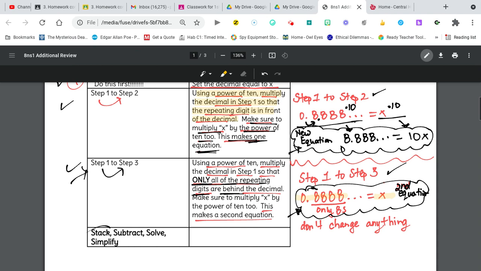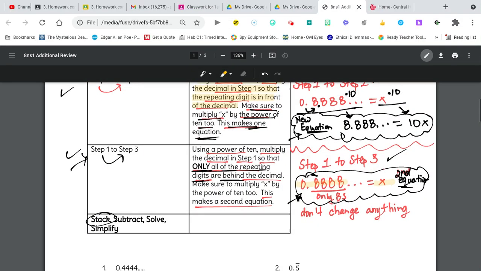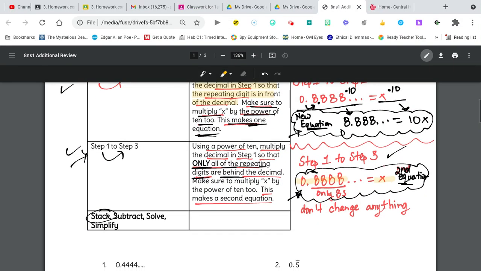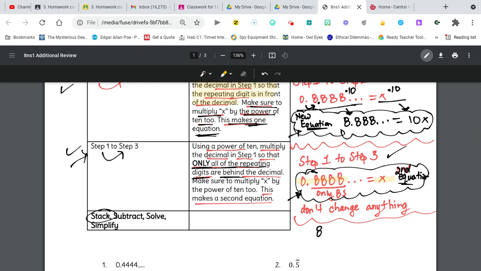Now it goes down here and says stack them. So I'm going to stack that new equation from here and here. I'm going to stack those two. So let's stack what we have. It's going to take the two that I have. That's 8.